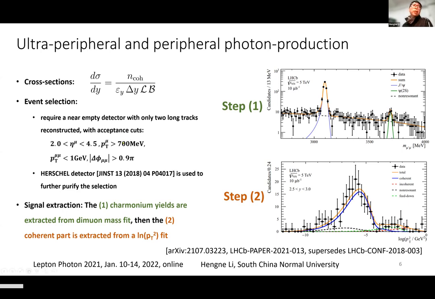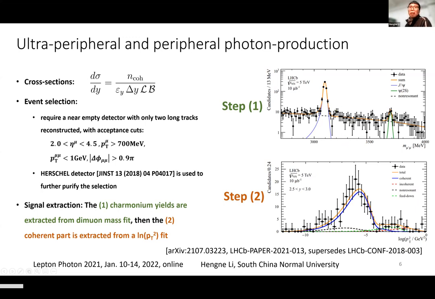So we basically require a very empty detector, and here is our class to select the J/psi, and we require the pT of the J/psi to be very small. We also employ the so-called HeRSCheL detector, which detects if there are some breakups in the very, very forward region, so if it detects some signal, we just remove this event.